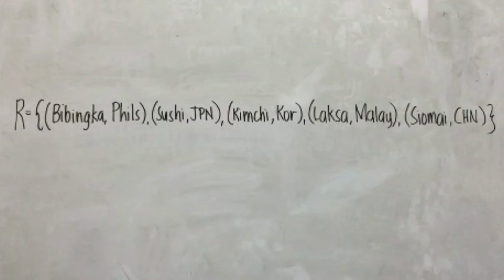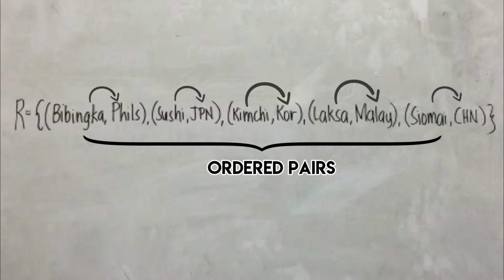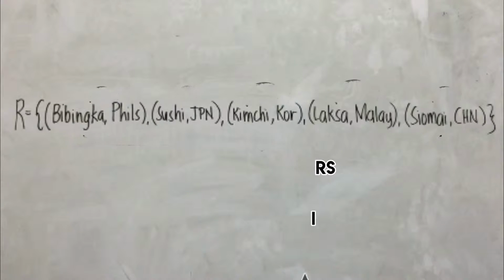Seeing these ordered pairs, which would mean bibingka is related to the Philippines, kimchi is related to Korea, siomai is related to China, and so on, making them ordered pairs.